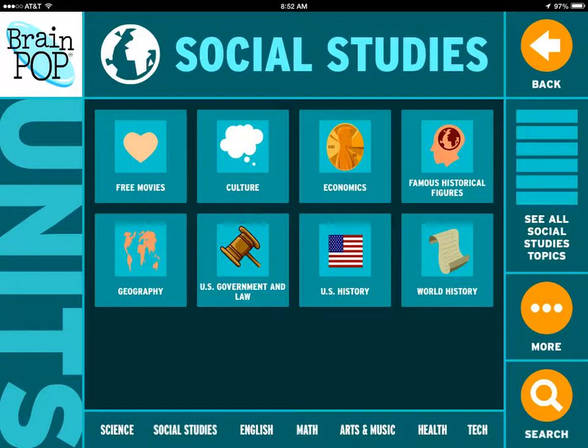And this app is not as complete as the one that is on the computer, that is on the web. But what's really great about it is that the students can navigate themselves, and they can use it in class all by themselves on their iPad when you're doing something else with the class.